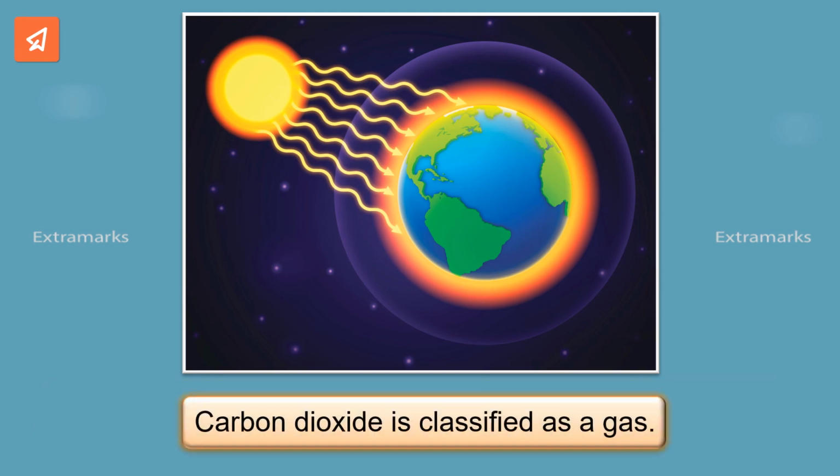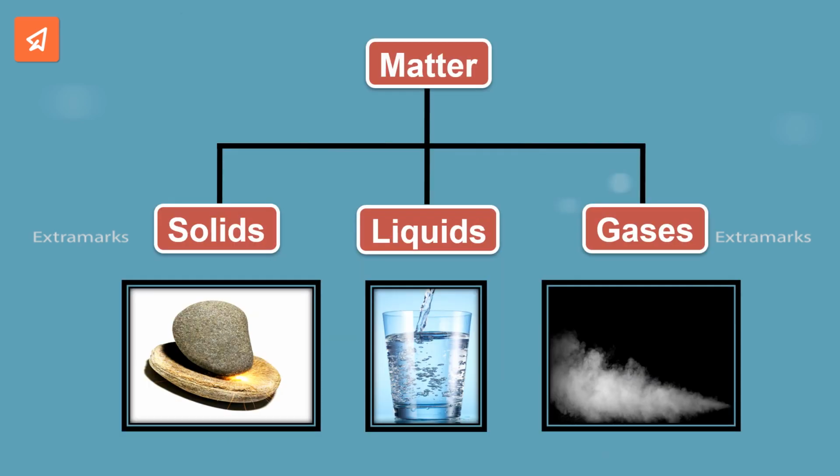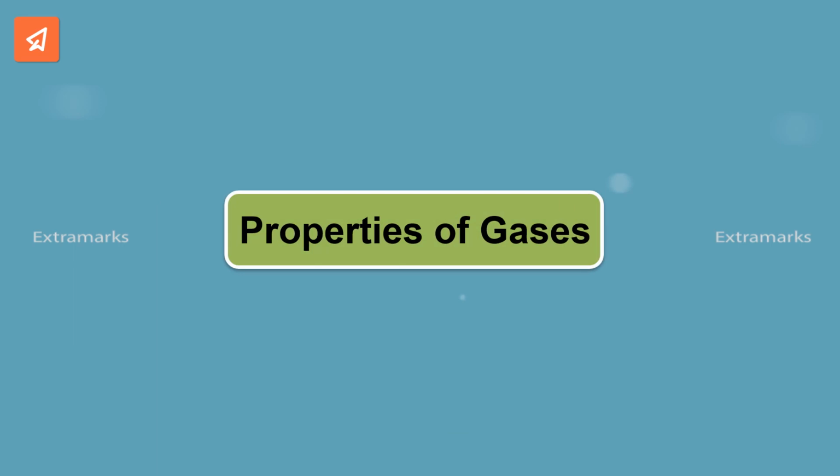Carbon dioxide is classified as a gas. Gas is a state of matter like solids or liquids. We have already learnt about the two states of matter, that is, solids and liquids. Here, we will discuss the third state of matter, gas. To understand the behavior and effect of gases at the simplest level, let us understand their properties.